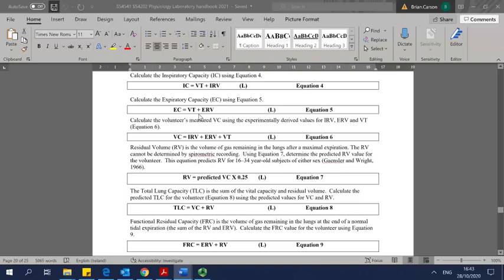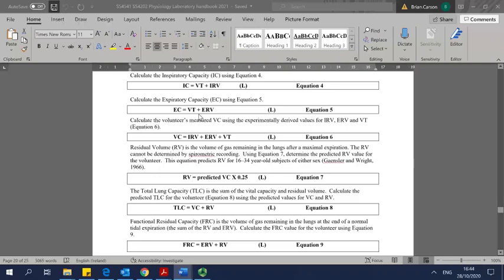The next calculation we'll ask you to do is to calculate vital capacity. So using the calculations that you have for inspiratory reserve volume, expiratory reserve volume and tidal volume, if you add these three together, this gives you your vital capacity.